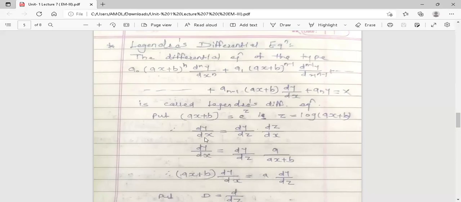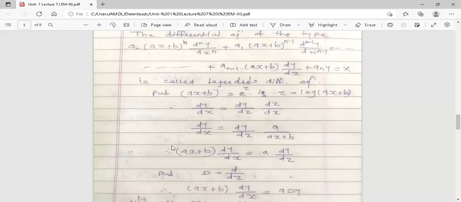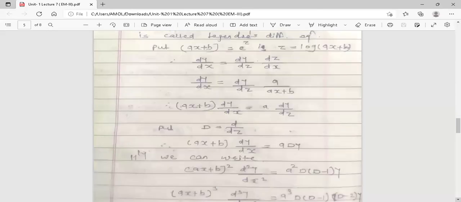And how to reduce the terms here? You just see (ax plus b) into dy by dx. Its replacement is a into dy by dz. A into dy by dz. It means (ax plus b) into dy by dx, its replacement is a into Dy. And similarly, (ax plus b) whole square into d2y by dx square is equal to a square into D into (D minus 1) into y. Remember these substitutions only.